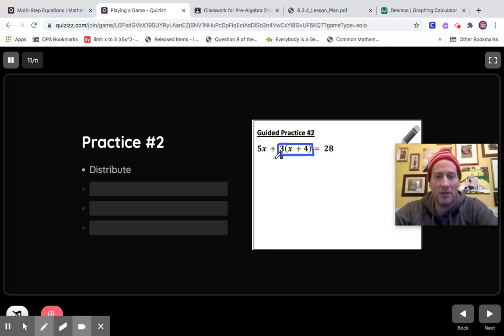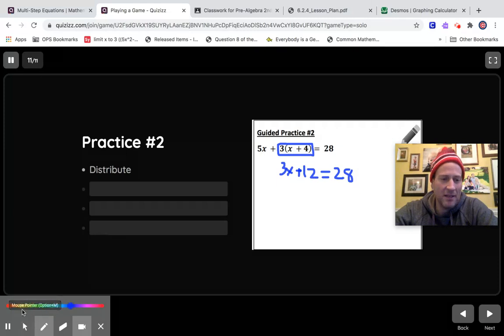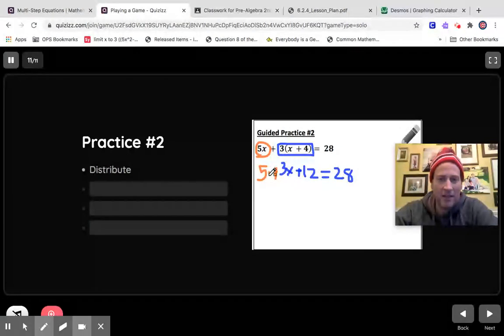So I'm going to do 3 times 1x, which gives me 3x. Then I'm going to do 3 times 4, which will give me 12. That's pretty straightforward, and it's all going to equal 28. But I have to remember, I still have this one over here that I'm going to circle in a reddish color. I can't forget about him, so I put him down too. So I get a 5x there.